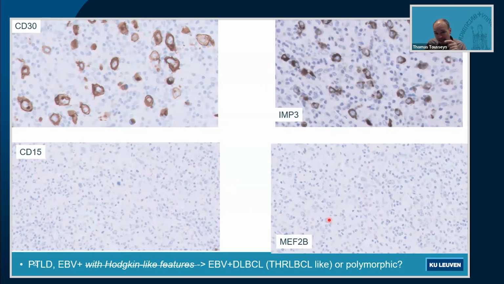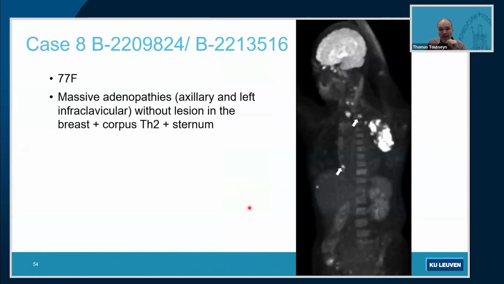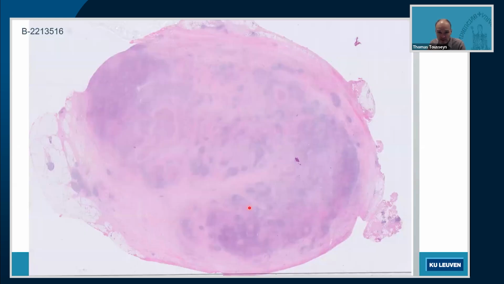And in the past, many of these cases were called Hodgkin-like PTLDs, but we try to avoid this name. So this case was classified as a monomorphic PTLD, but with a T-cell histiocyte-rich like appearance. But this case is a very intriguing one. This is a 77-year-old female with massive adenopathies, also lesions in the bone. And this was the image.